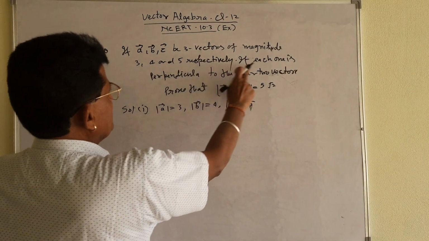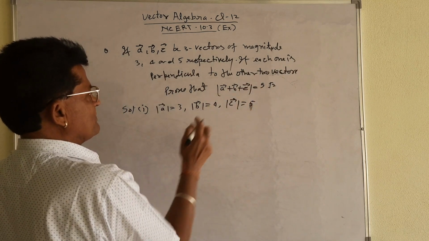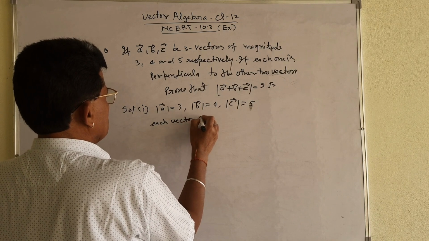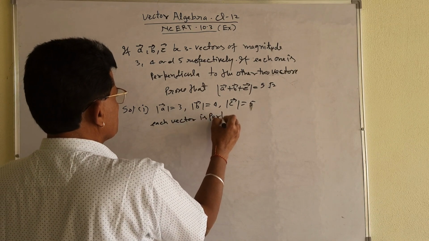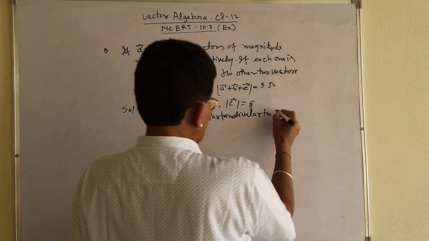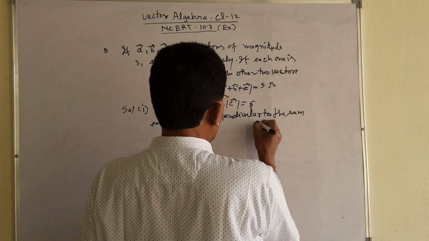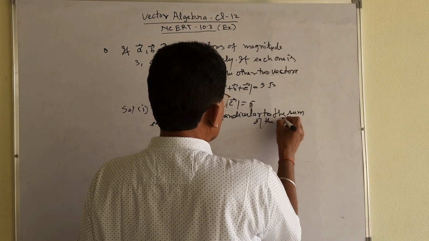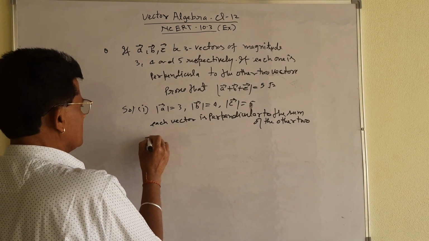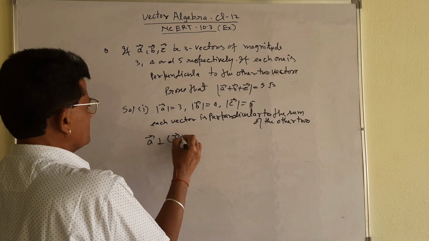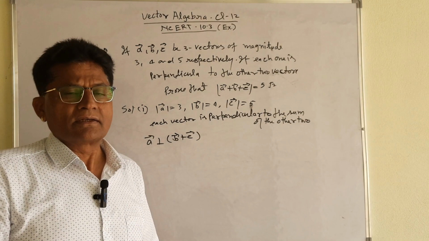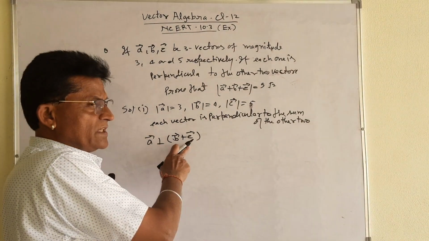This is the first case. If each vector is perpendicular to the sum of the other two vectors. Means what does it mean? Perpendicular to B and C. देखिए, vector A is perpendicular to B and C. Each vector is perpendicular to the sum of the other 2.